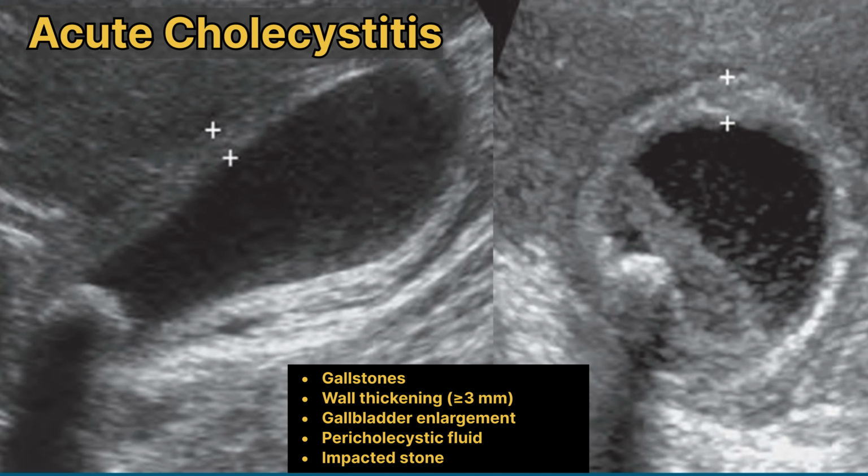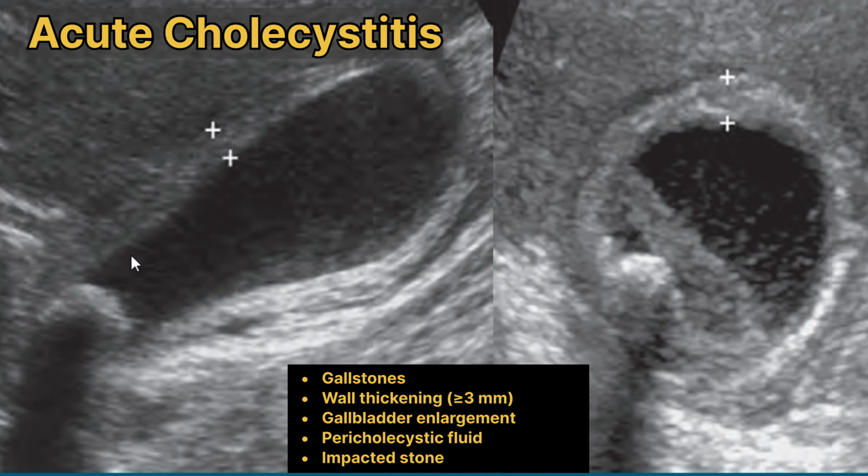Cholecystitis is the inflammation of the gallbladder wall, and it occurs from the persistent obstruction of the cystic duct or the gallbladder neck by the impacted calculus. A number of sonographic findings support the diagnosis of both acute cholecystitis and advanced acute cholecystitis, and they include the gallstones, gallbladder wall thickening, gallbladder enlargement, pericholecystic fluid, a stone impacted in the gallbladder neck or the cystic duct, and focal tenderness directly over the gallbladder.